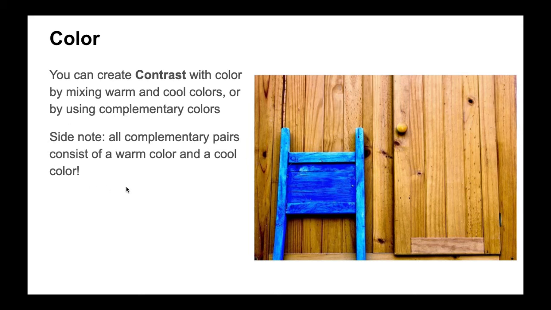And fun side note, all complementary pairs consist of a cool color and a warm color. So you have the cool color blue with the warm color of orange, or orangish in this case, cool green with warm red, and cool purple with warm yellow. So mixing warm colors and cool colors is another way to create contrast.